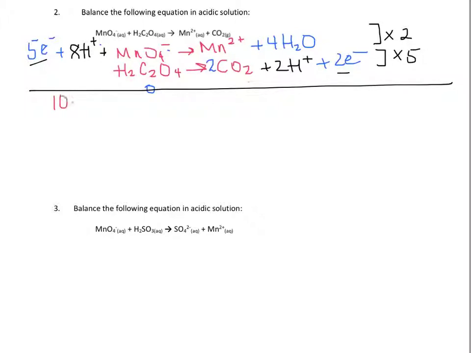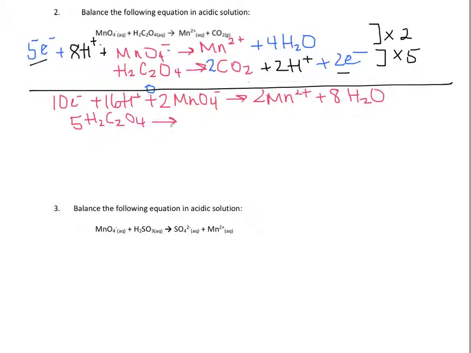We have 10 electrons plus 16H positive plus 2MnO4 negative goes to 2Mn2 positive and 8H2O. And we have 5H2C2O4 goes to 10CO2 plus 10H positive plus 10 electrons.